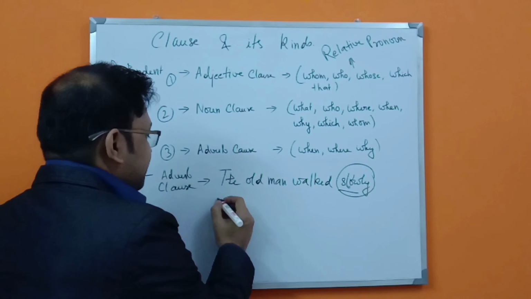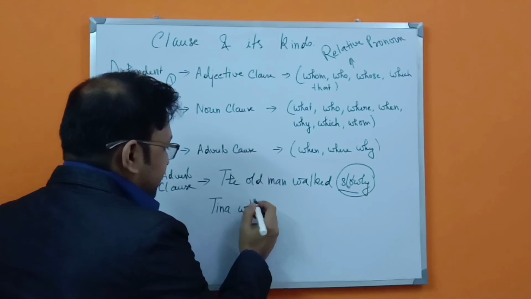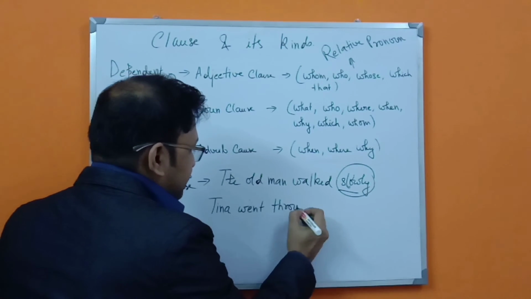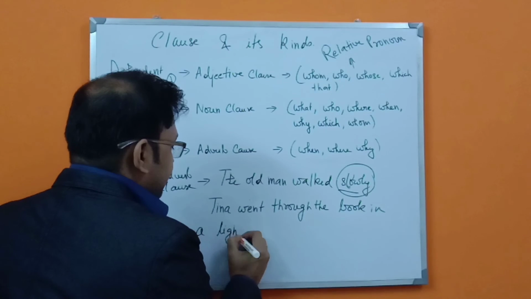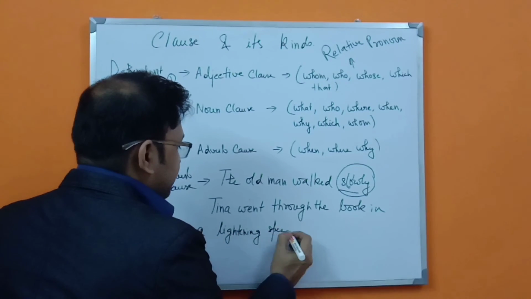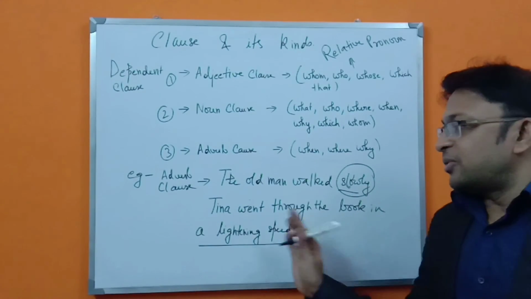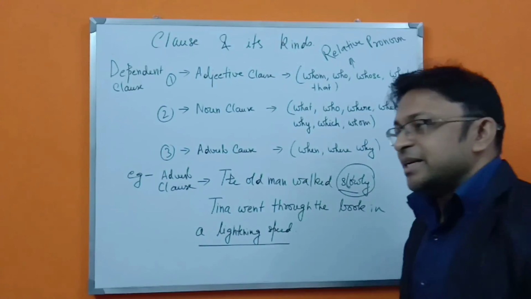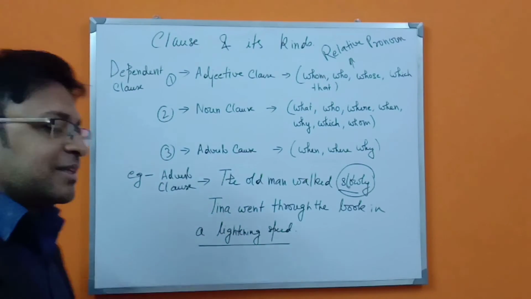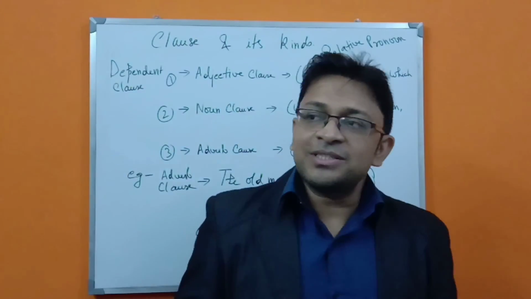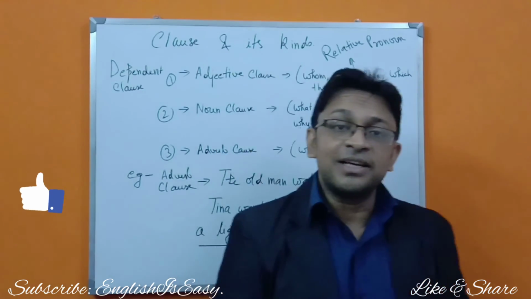For another example: Tina went through the book in lightning speed. Here, in lightning speed shows you another quality of her going through the book. This is also an adverb clause and gives you a complete sense or meaning. You have to remember these things while you are doing your sentences, because these will come in your exams, and by practicing them you are going to solve your questions very easily, and it will really help you.